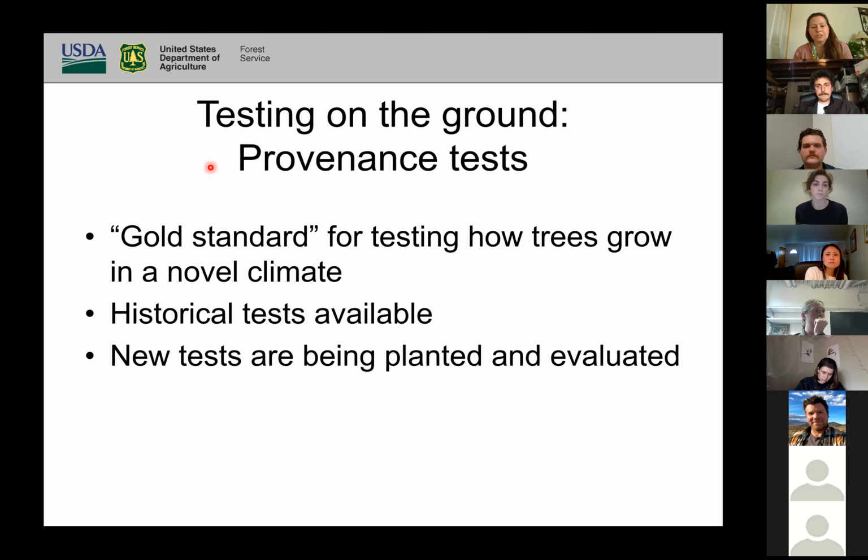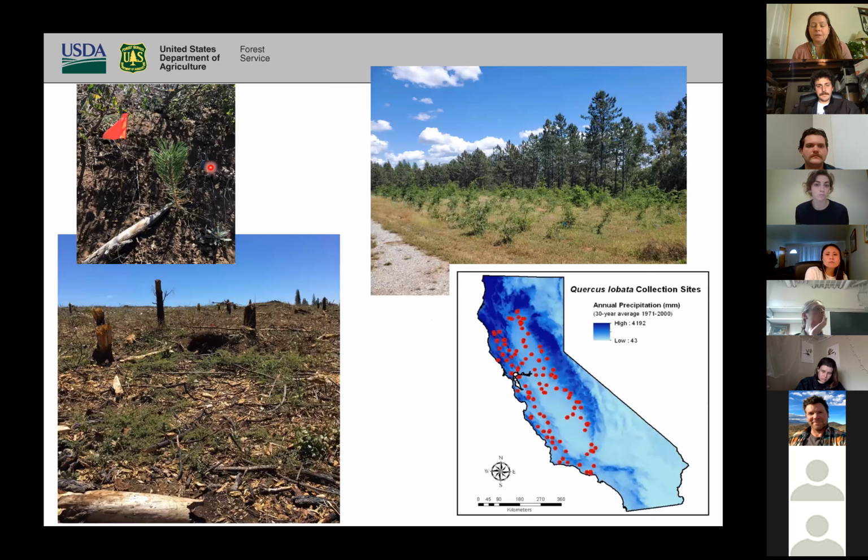So just to show off some new tests, we have two tests I've planted recently. This is the Valley Oak Provenance Test I told you about. We've been looking at budburst and growth and all kinds of traits in those trees. And this is what I call an operational provenance test, where we planted 12 sources of sugar pine and 12 sources of ponderosa pine into the burn scar of the King Fire, which is another big fire in California that happened several years ago.